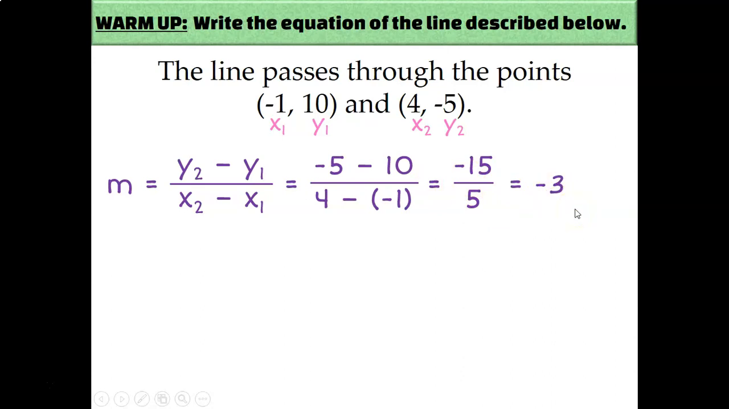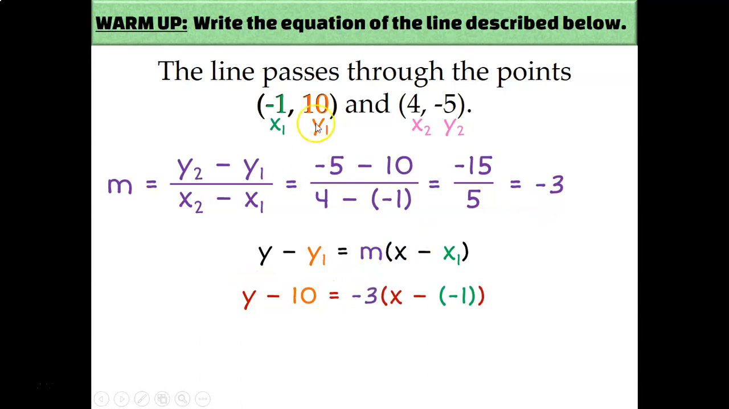So now I have all the information I need in order to write the equation of the line. Remember, I need a slope, which I know now is negative 3, and I need a point. I actually have 2 of them. It doesn't matter which one you use, just pick which one. I'm going to pick the first one, and I'm going to plug it into this formula. This is called point-slope form. So I'll be using negative 1 as x1, 10 as y1, and negative 3 for m. So let's plug in our numbers.